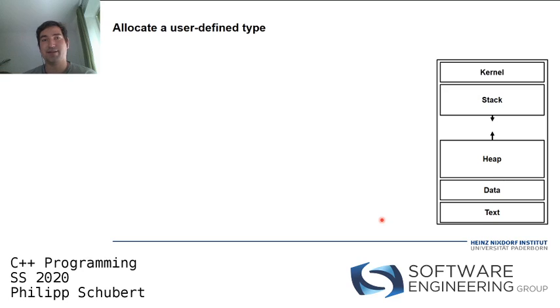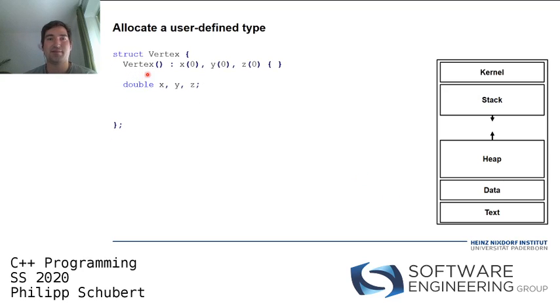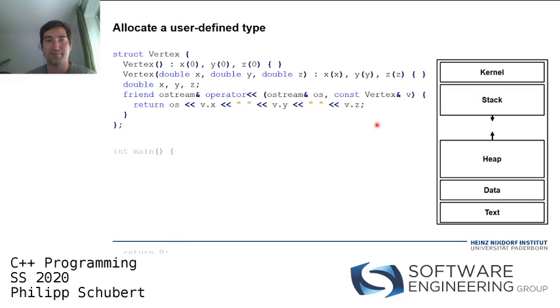All right, maybe some more examples, and maybe also let's try to visualize it here so you get a good understanding of what's going on in your computer's memory. So let's have a simple vertex type which comprises 3 double members, x, y, z, and let's give it some constructors. Doesn't really matter. What matters is the following, because different things happen here.